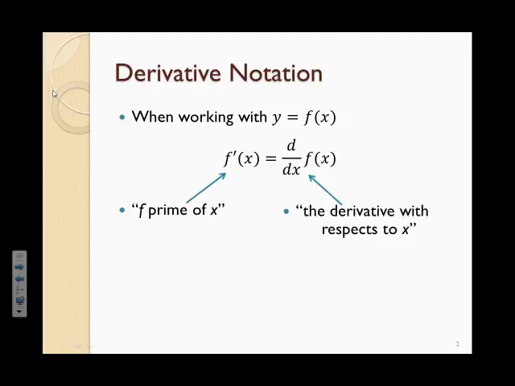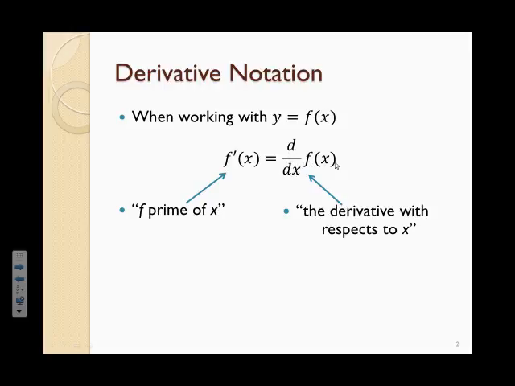The second notation, this d over dx, is said as the derivative with respect to x. I have the two equal to each other simply to represent that they mean the same thing. f prime of x is equal to the derivative with respect to x of the function f of x. So when this appears in your book, you'll know that it's referring to the derivative.